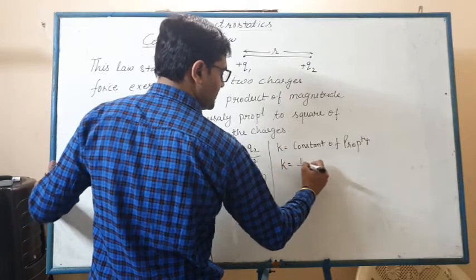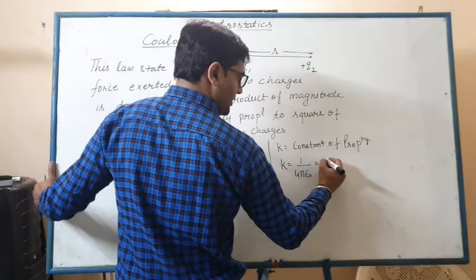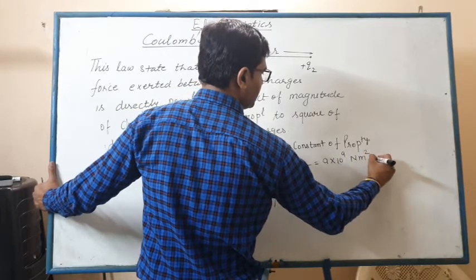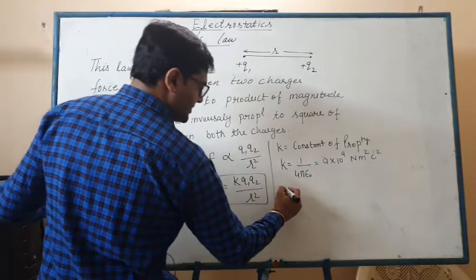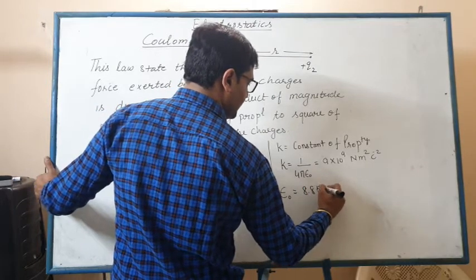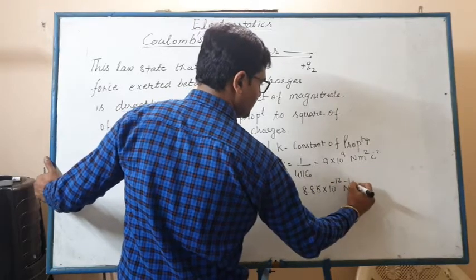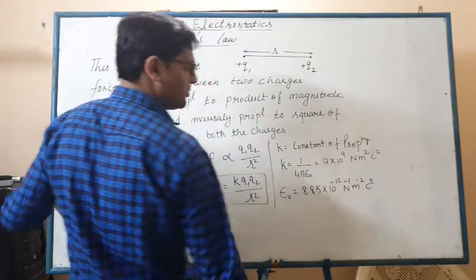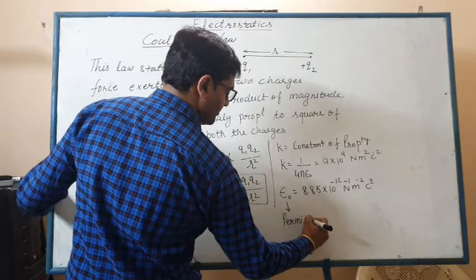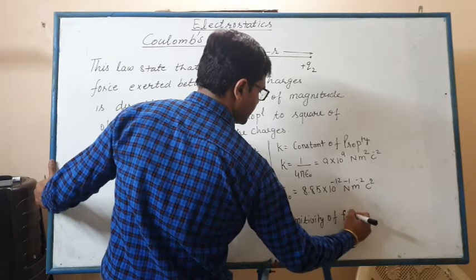The value of K is, this is another term of K, 1 by 4 pi epsilon naught, and the value is 9 into 10 raised to power 9 newton meter square per coulomb square. This is epsilon naught. The value is 8.85 into 10 raised to power minus 12, reciprocal of this one, per newton per meter square coulomb square. This is the permittivity of space or free space.